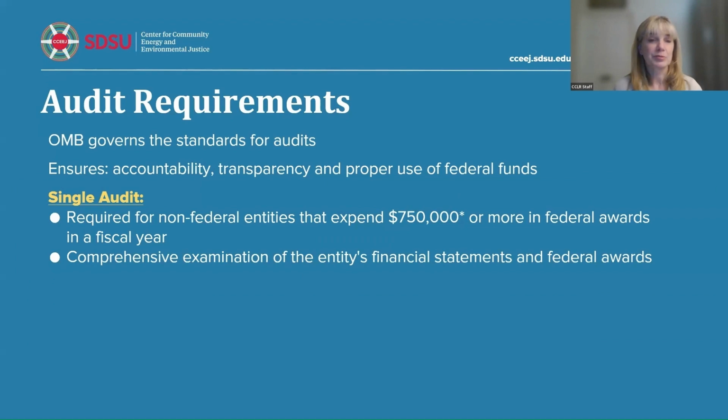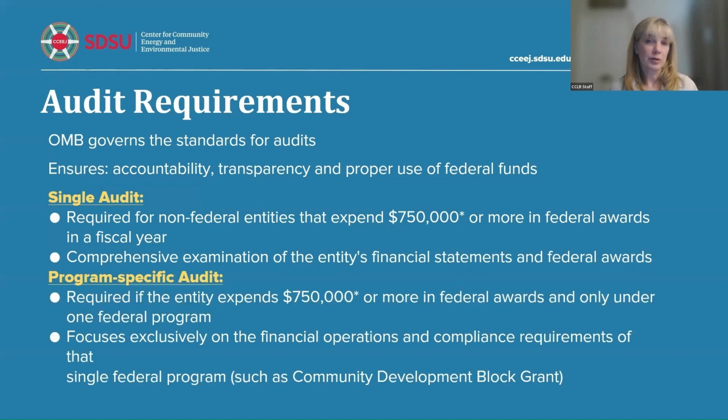OMB, Office of Management and Budget, governs the standards for audits. Here are the two types of audits, single and program-specific audit. They ensure accountability, transparency, and proper use of federal funds. So they want to know what people are doing with their money, right? So single audit is required for non-federal entities that expend $750,000 or more in federal awards in a fiscal year. And they do a comprehensive examination of the entity's financial statements and federal awards.